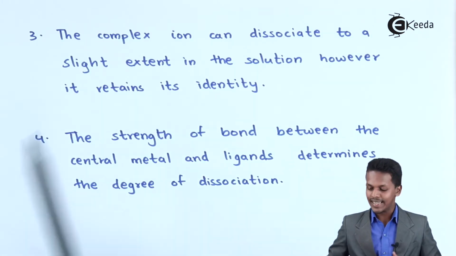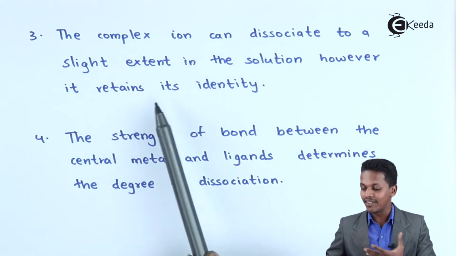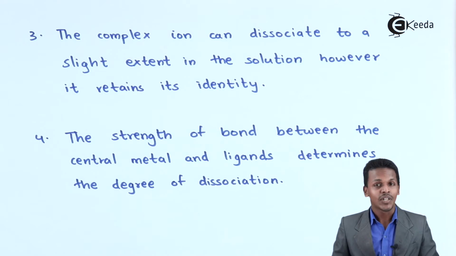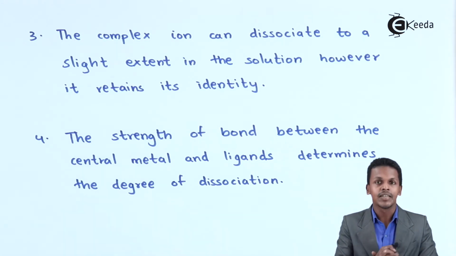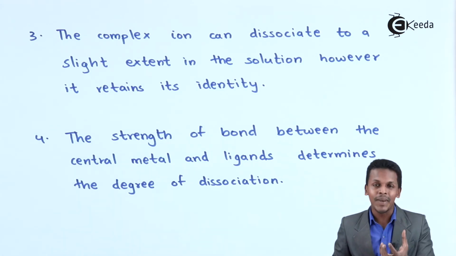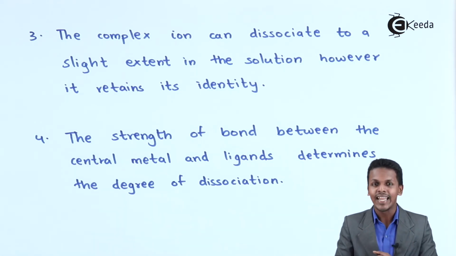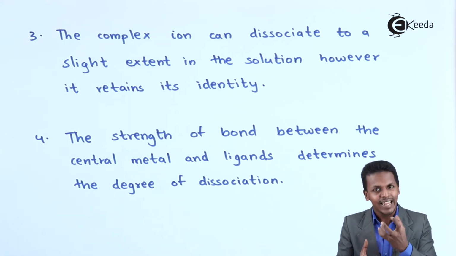So talking about the next point, the complex ion can dissociate to a slight extent in the solution, however it retains its identity. For example, as we have discussed earlier in the second point, whenever a metal ion is forming a complex with the ligands, it will never lose its identity. But whenever a complex ion is able to dissociate in water or in any kind of solvent, it will never dissociate completely. It will dissociate till a particular extent, and even that to a small extent.